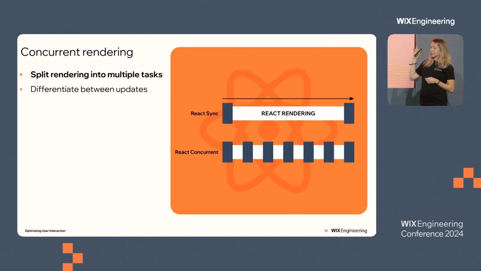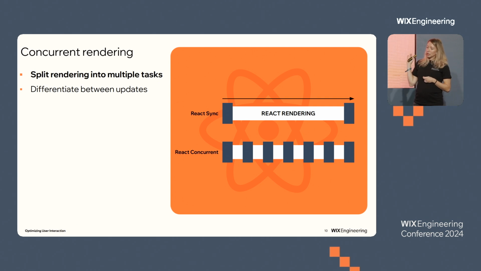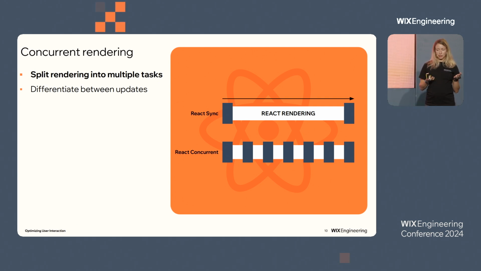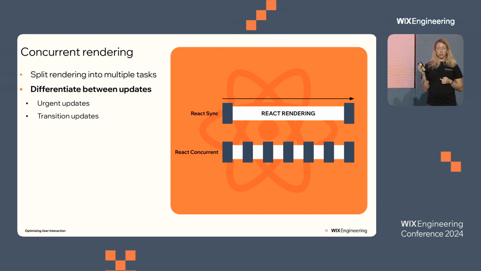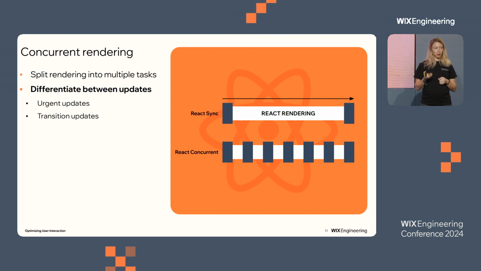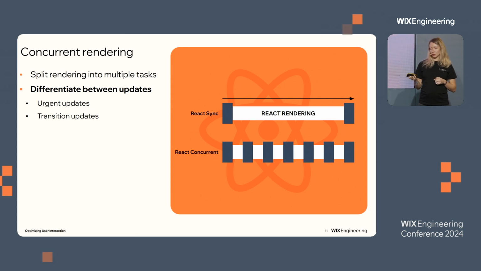Up until React 18, the rendering process was one big task, which can have a bad influence on performance since it blocks the main thread. With concurrent rendering, the rendering process is split into multiple tasks. This allows our application to handle other tasks in between components rendering. One way we can intentionally pause and resume rendering is to differentiate between updates. So we can mark certain updates as transitions or non-urgent updates, and this way we can prioritize certain rendering tasks.